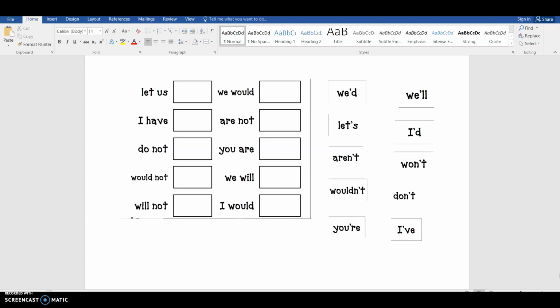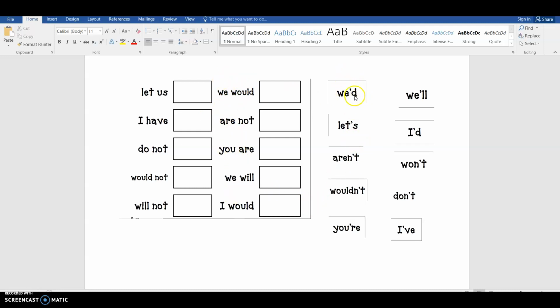So the TEKS for this week says that you should be able to decode or break apart, right? Because decode means break apart. Contractions. Okay, and that means that you should be able to read them and you should know which words make up a contraction, okay? So I'm going to look over here, and instead of starting here with the two words, I'm going to look over here with the contractions and I'm going to read them and then figure out which word or which two words they belong to, okay?